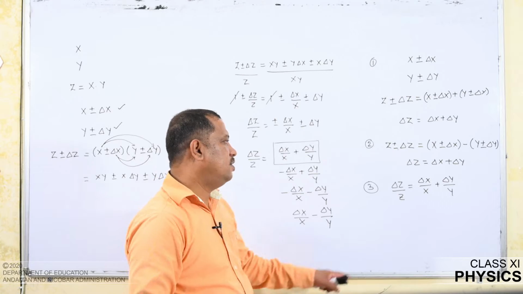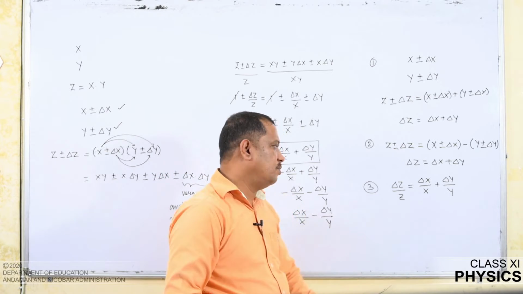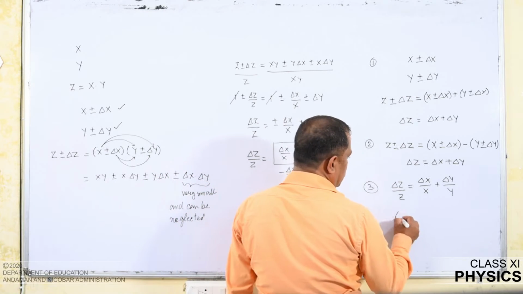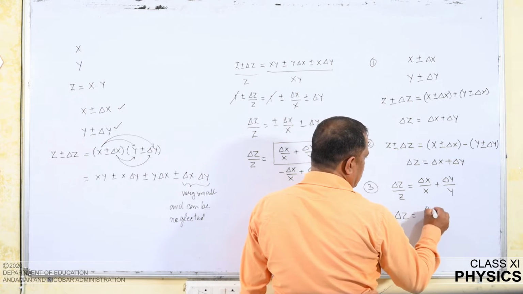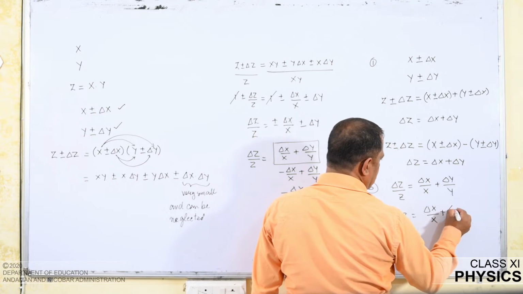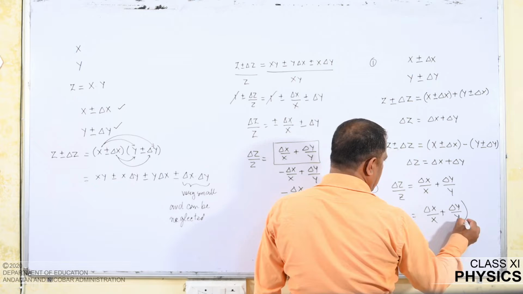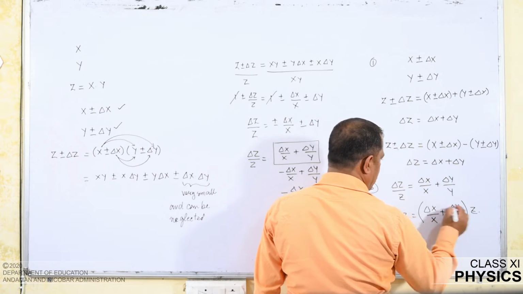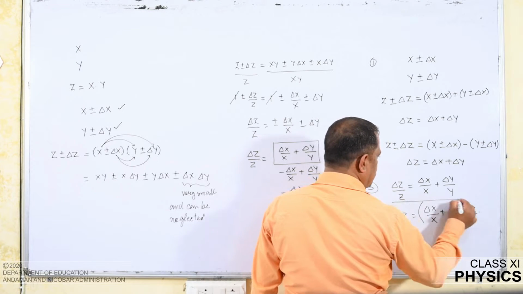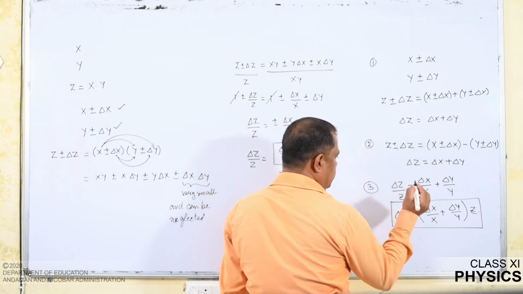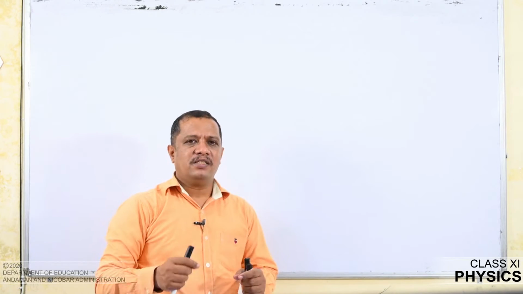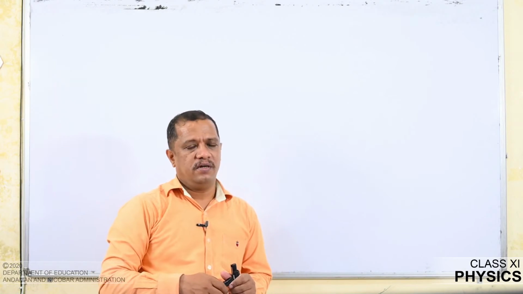If I am asked what is the maximum error present in the product, then that is going to be delta z, which will be equal to delta x over x plus delta y over y, times z. If I multiply, then this will be the maximum error in the product. Next, the maximum error present in quotient.